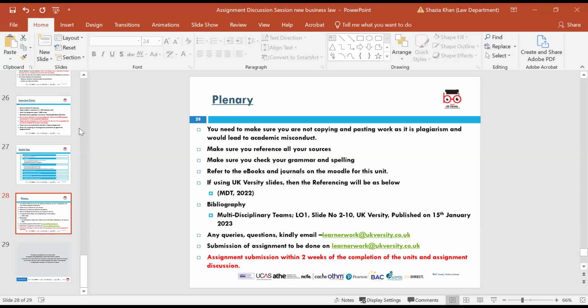And the assignment submission within 2 weeks of completion of the units and the assignment discussion. So as we've done this now, you would be able to get your assignment done within the 2 weeks and make sure that you are sticking to the criteria that is on the slide so that you don't have any issues with submitting the assignment. So what I'm going to do now is I'm just going to show you the assignment brief so you've got a better idea of what we need to do when looking at the assignment brief.